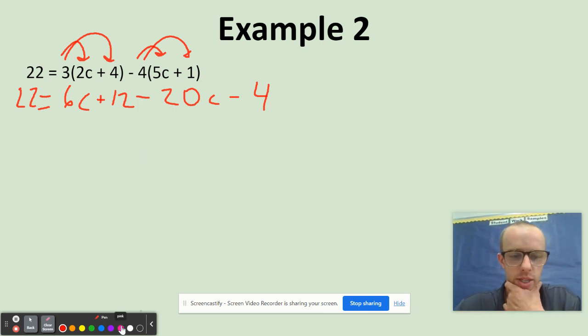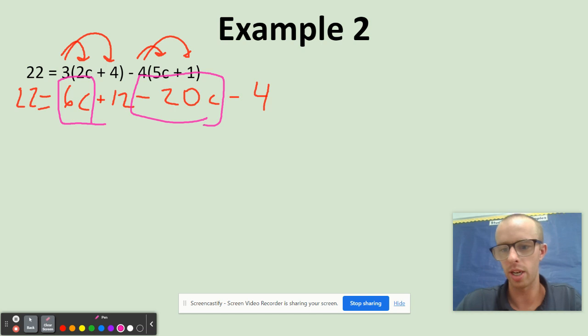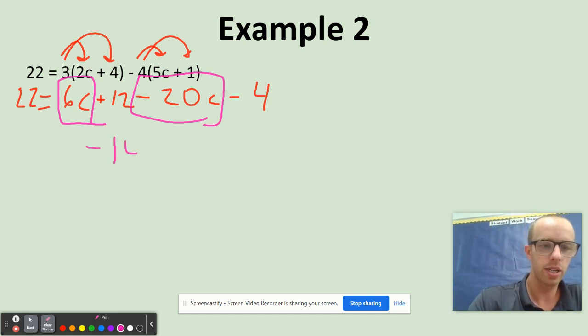Okay, so now I got a bunch going on. I distributed. That's a lot, but hopefully it didn't trip you up too much. You know how to distribute and you know how to multiply. It's just really about staying organized. And now I need to combine like terms. On this side of the equation, I have a 6c and a negative 20c. Those are going to combine to make negative 14c.